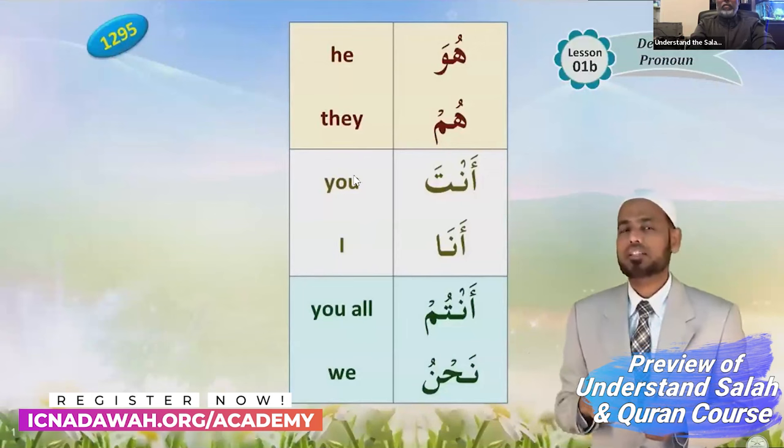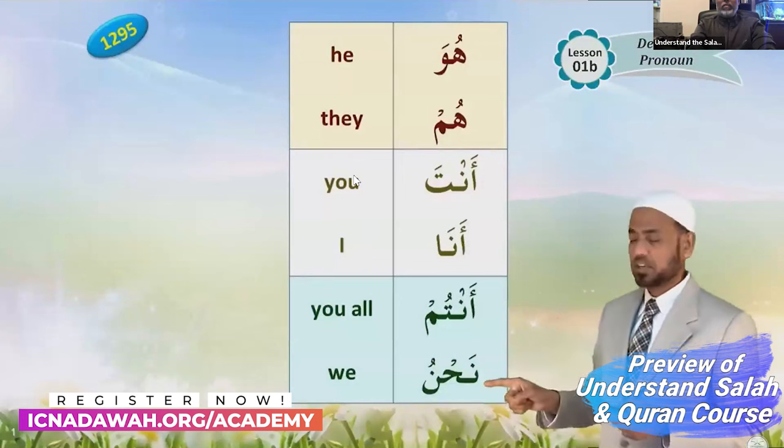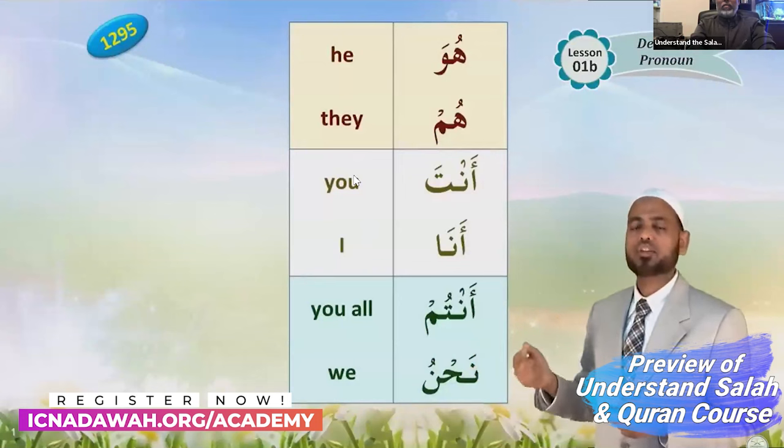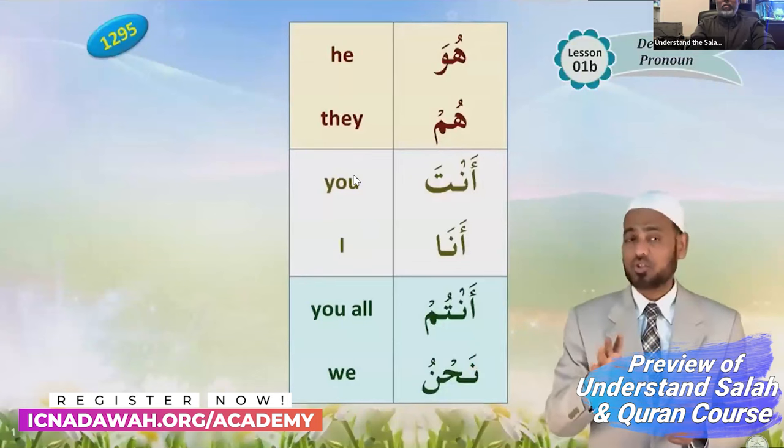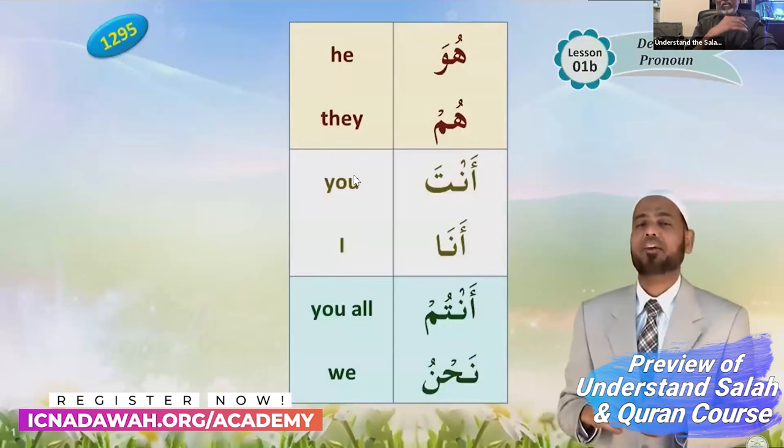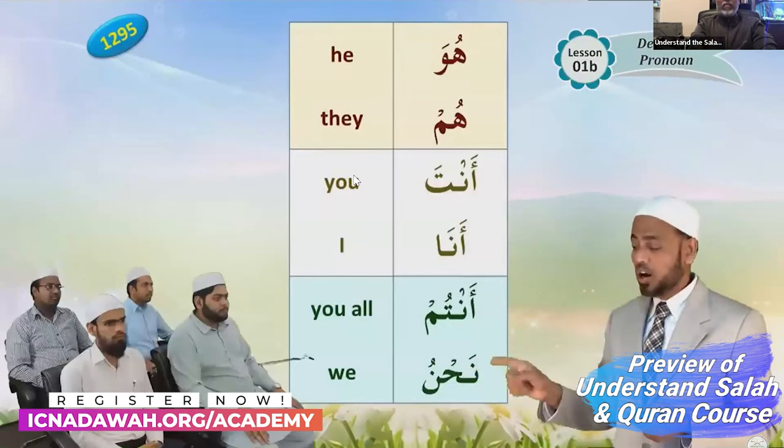Now in the third cycle, I will say it in Arabic in pairs like huwa, hum, and you have to repeat it with actions. Don't forget the actions. Okay. Huwa, hum, huwa, anta, ana.